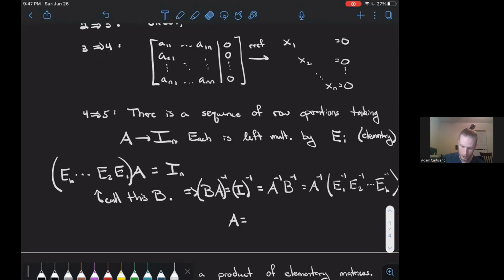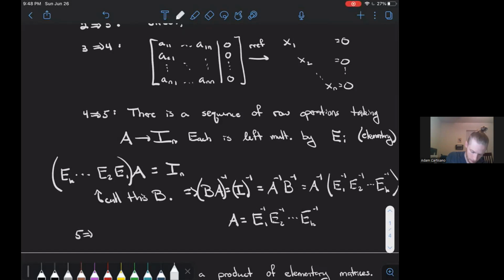A times A inverse is the identity. And so we're left with E1 inverse, E2 inverse, all the way up to Ek inverse. But the very last theorem that we had from last time tells us that each of these inverted elementary matrices is itself an elementary matrix of the same type. And so there we have A is a product of elementary matrices.